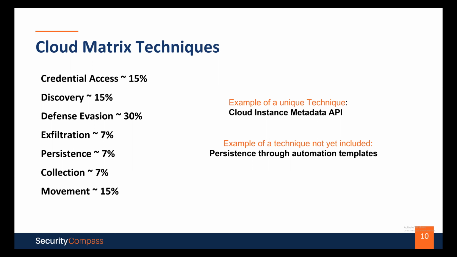So an example that we've noticed of what we don't currently see in the matrix would be a technique or sub-technique or procedure around persistence through automation templates, which is a very important factor of cloud environments that might be reflected from AWS in CloudFormation templates, or in Azure, for example, in Azure resource templates.